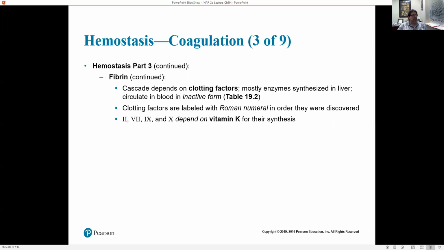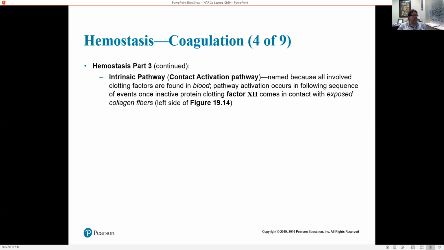The cascade depends on blood clotting factors, mostly enzymes made by the liver, circulating in the blood in an active form. And there's a whole list of them in Table 19.2. We'll see that in a minute. Clotting factors are labeled with Roman numerals in the order that they were discovered. Factors 2, 7, 9, and 10 all depend on vitamin K for their synthesis.